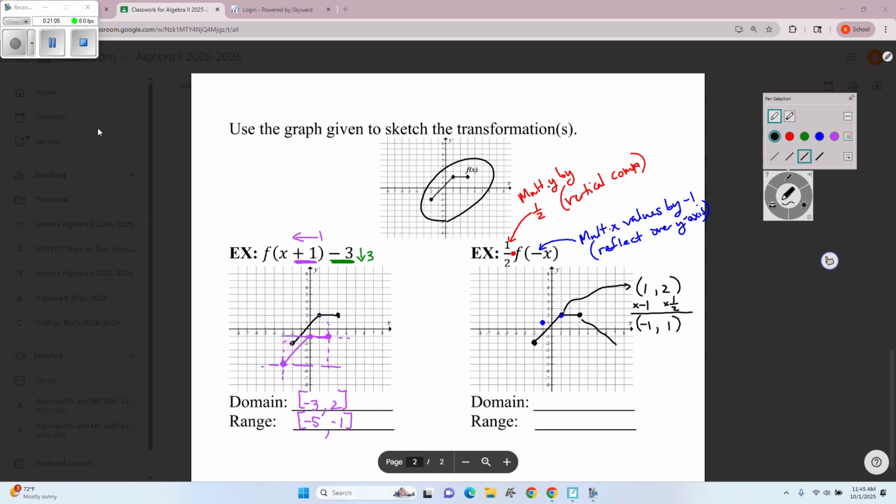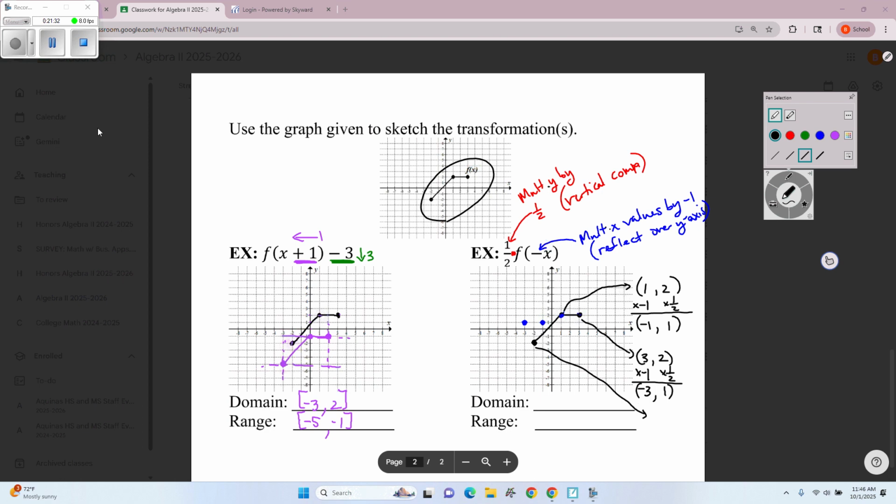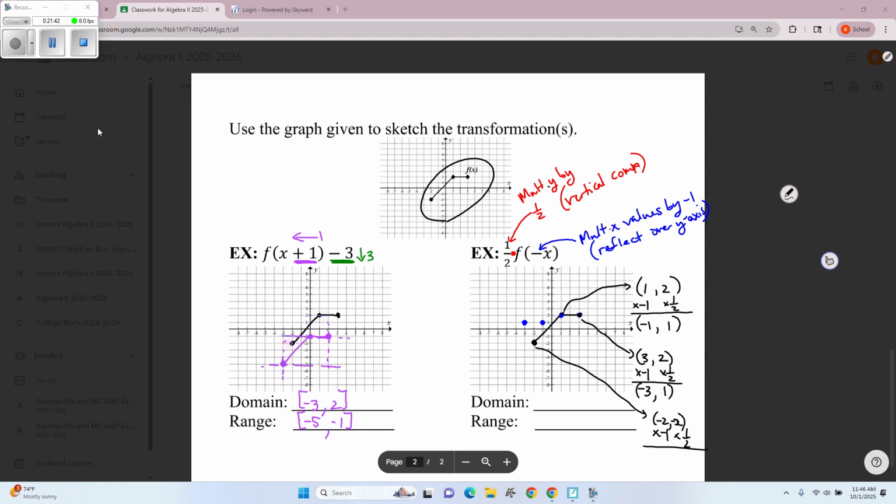Let's do the next original point here. So over 3 up 2, we're going to multiply our x value by -1, our y value by 1/2. So this would become -3. Again, half of 2 is 1. So the original point there is now going to become -3, 1. And then finally, to do this to our very last point here, we've got the ordered pair -2, -2. And so we'll multiply the x value by -1, multiply the y value by 1/2, and -2 times -1 would become a +2. Half of -2 would become a -1. So that ordered pair would become 2, -1.